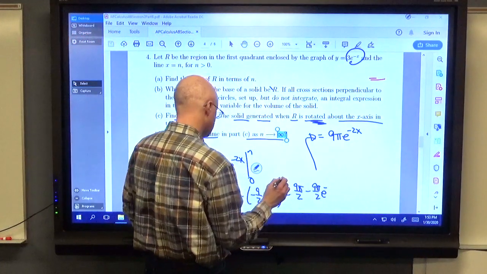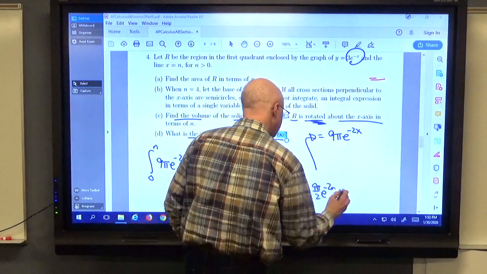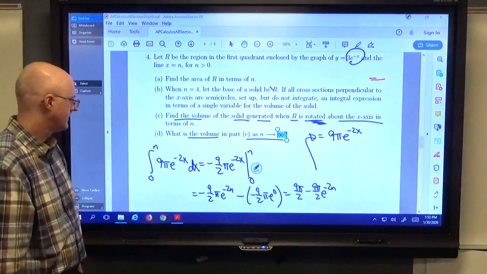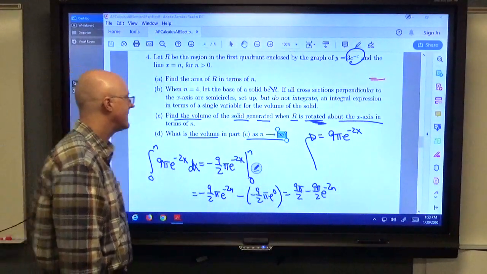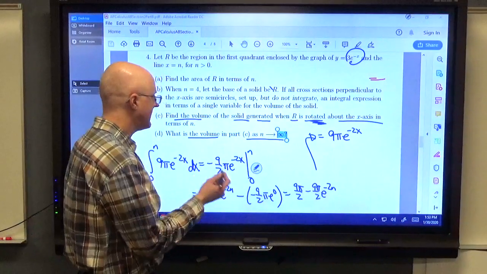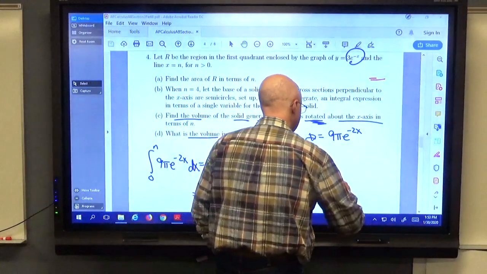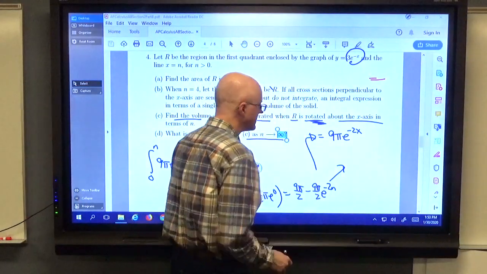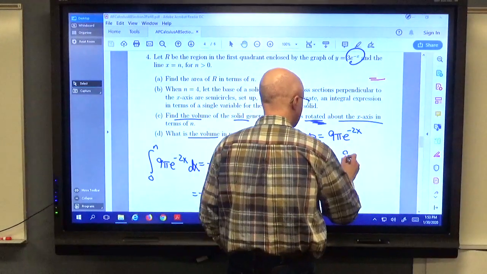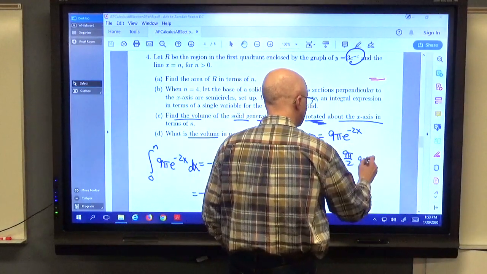Negative 2n, excuse me, sorry. That's the answer to part C. For part D, let n go to infinity. E to the negative 2n goes to 0 as n goes to infinity. This goes to 9 pi over 2 as n goes to infinity.